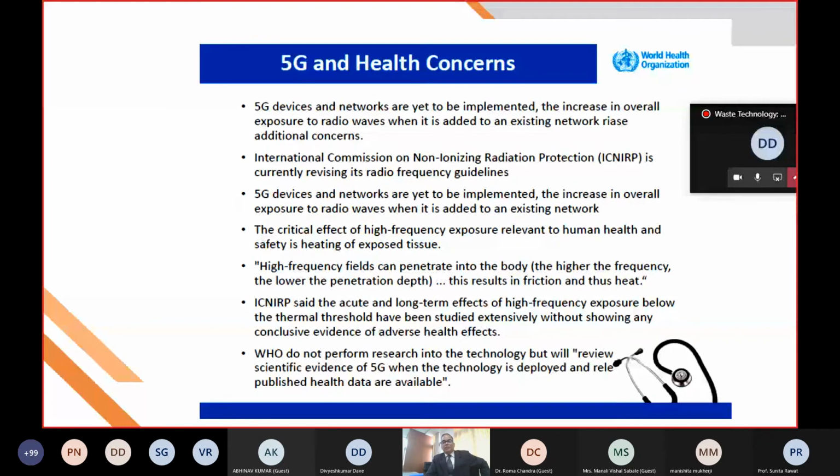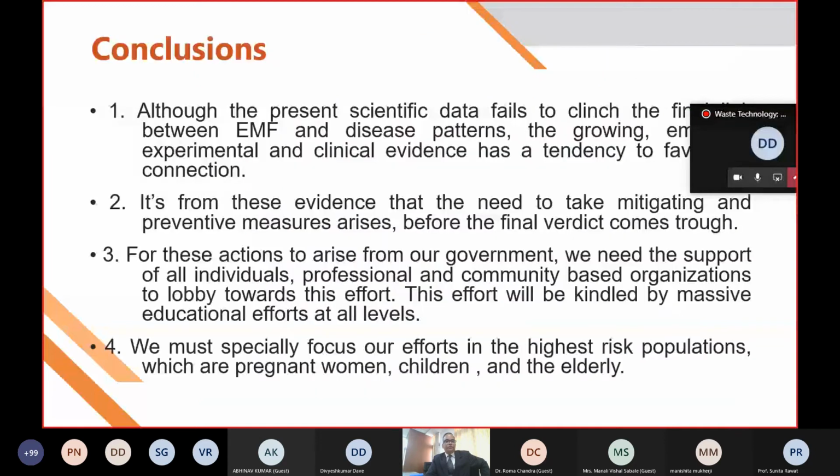Now we are going to accept 5G. We are coming into the 5G era. So I do not know what will happen. What kind of electropollution, electromagnetic pollution would there be? Still there is no regulation from any government.